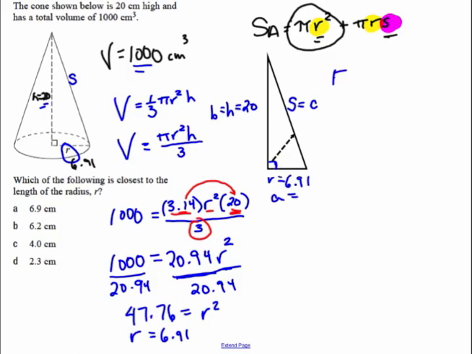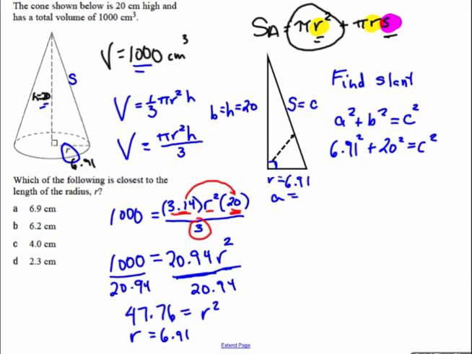So we're going to find the slant. So we're going to write down the formula. A squared plus B squared equals C squared. And please don't write down the formula until your triangle has been labeled. So what is A? A is the radius, which is 6.91. We have to square it. What is B? B is the height, which is 20 squared. And we have to find C squared. So we're going to get out the calculator.